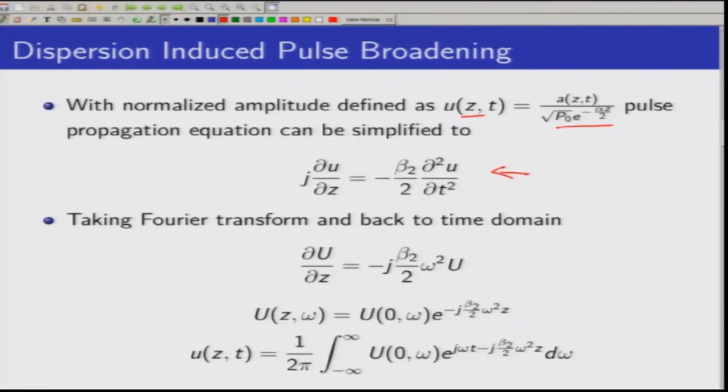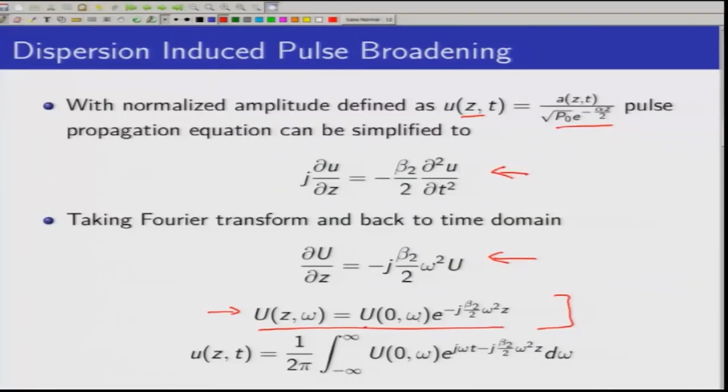Now, to solve this equation, we will take the Fourier transform. Once we have the Fourier transform, we have an equation like this. Now, we can see what U(z,omega), which is the Fourier transform of U(z,t), would be. This equation is indeed very important because we see that when the pulse has propagated over a distance z, it is nothing but the incident pulse, U(0,omega), multiplied by a dispersion factor which is exponential minus j beta 2 by 2 omega square z.